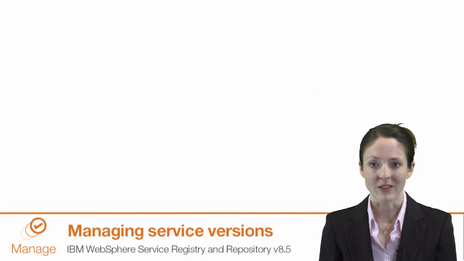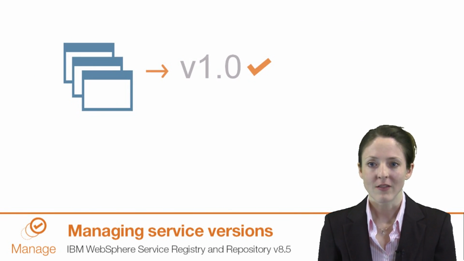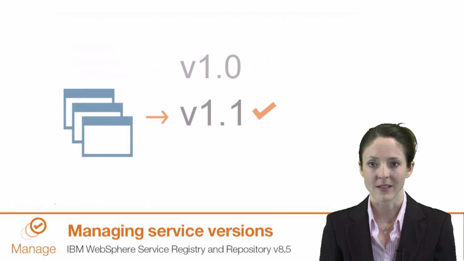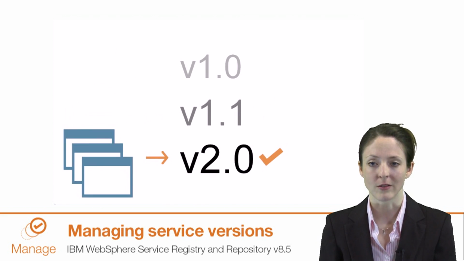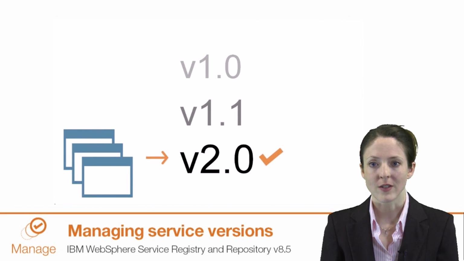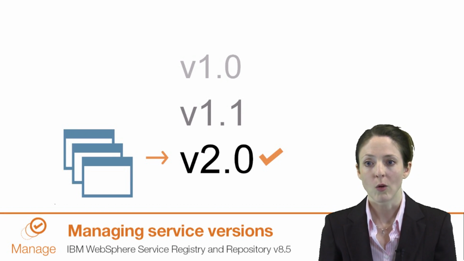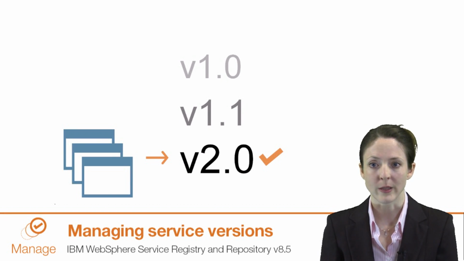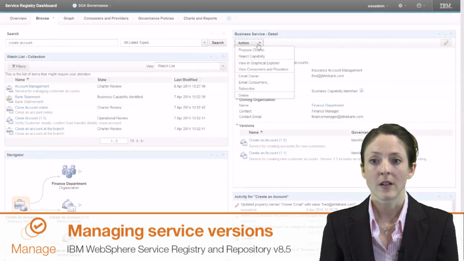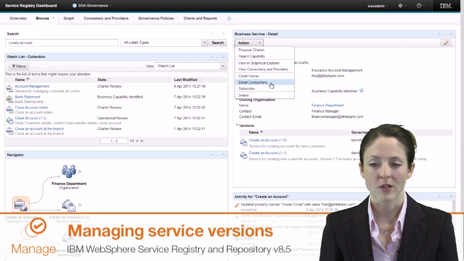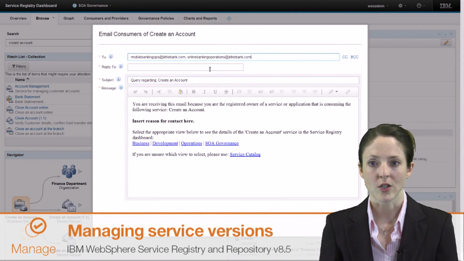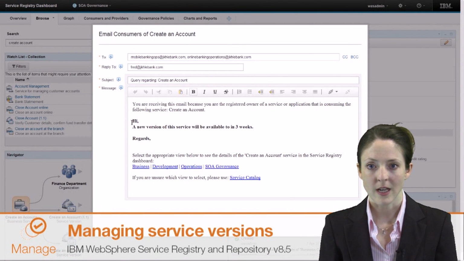Services need to change over time. Service Registry helps to manage these changes by allowing each version of a service to be taken through the service lifecycle independently. For example, the initial version of a service might be deployed to production with several apps consuming it, while a subsequent version could still be in test. The owner of a service can easily notify their consumers that a new version is on the way, allowing them to test their app with the new version before migrating to it.